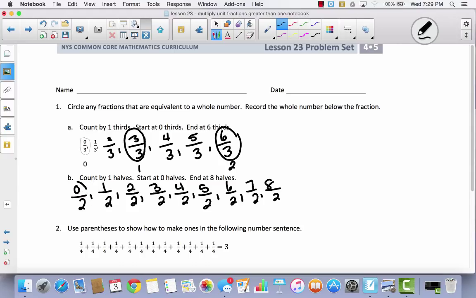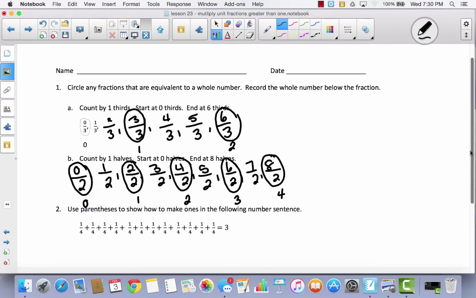Okay, so hopefully you circled 0 halves because that's equal to 0. 2 halves is equal to 1. 4 halves is equal to 2. 6 halves is equal to 3. And 8 halves would be equal to 4.